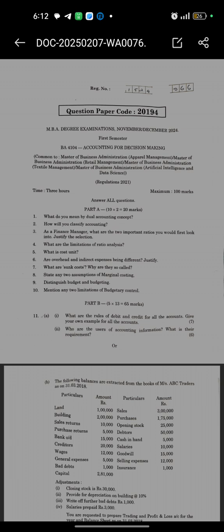Eighth question, state any two assumptions of marginal costing. Ninth question, distinguish between budget and budgeting. Tenth question, mention any two limitations of budgetary control.